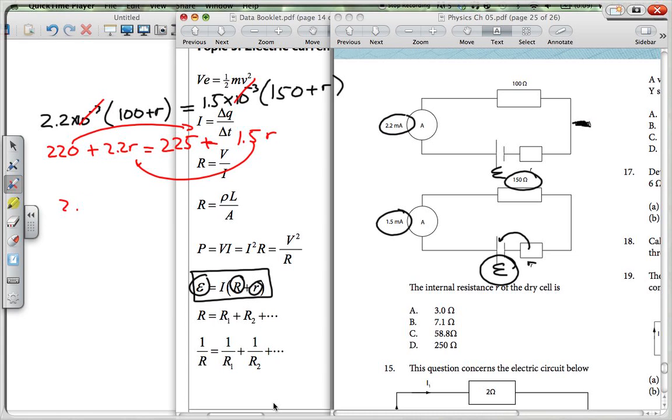I'm going to get 2.2R minus 1.5R is equal to 225 minus 220, and I get 0.7R is equal to 5, and when I divide 5 by 0.7 I get about 7.1 ohms. So this over here would be the correct answer for that.